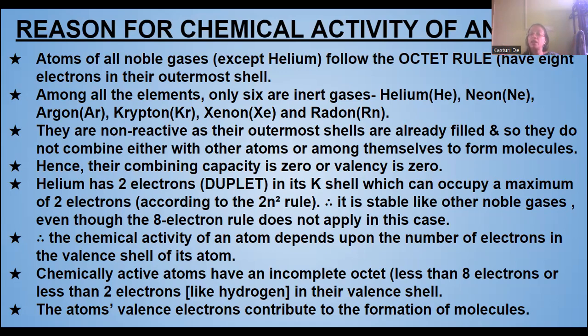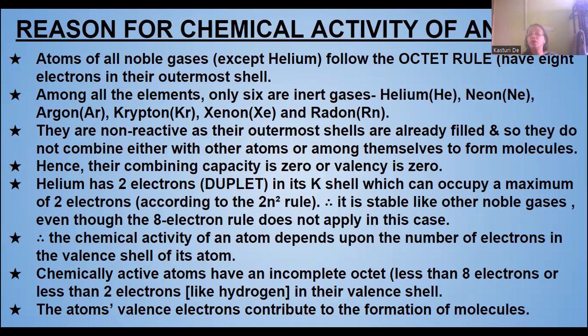That's why these inert gases are chemically inactive. But chemically active means they will have fewer electrons in the outermost shell, less than 8 or less than 2, like in the case of hydrogen. Hydrogen has less than 2 electrons in its outermost shell. So therefore they can actively participate in chemical activities.